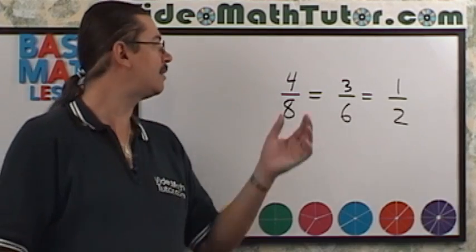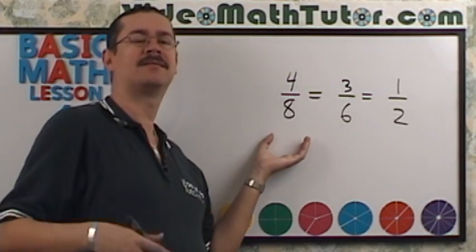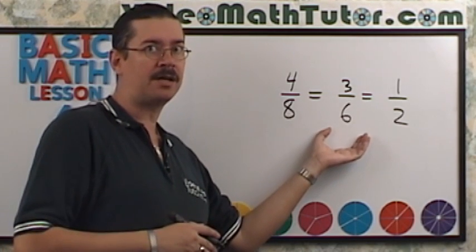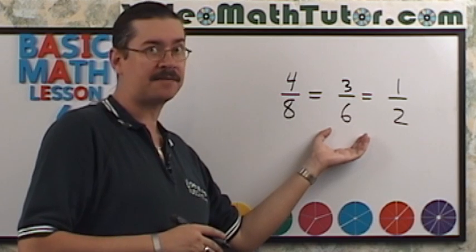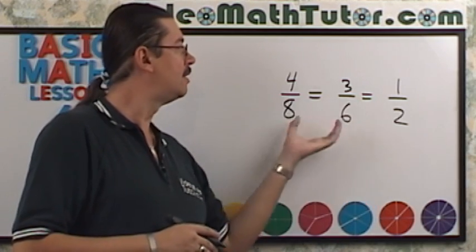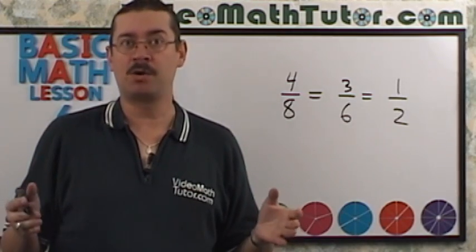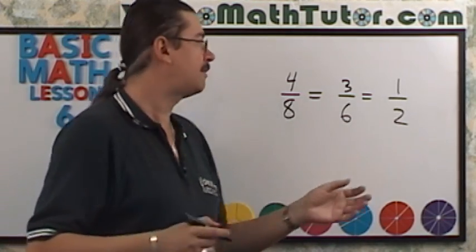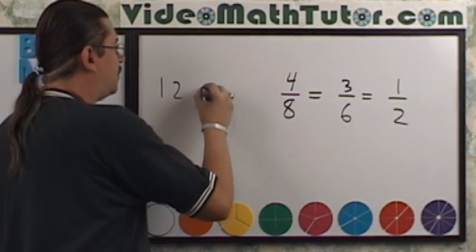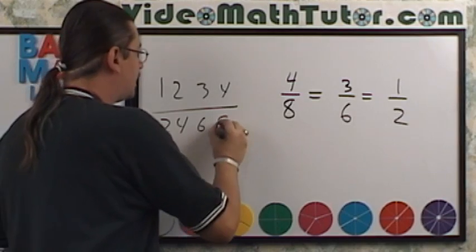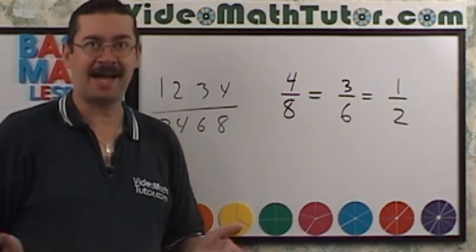Now we saw earlier that 4/8 is equivalent to 1/2. And we just saw in our previous example that 3/6 is also equivalent to 1/2. So they're all equivalent to 1/2. In fact, there's an infinite number of equivalent numbers to 1/2. You could have something like 1,234 divided by 2,468, and that is really 1/2.